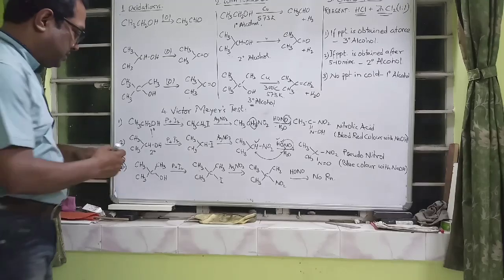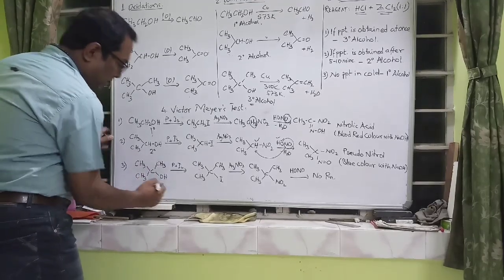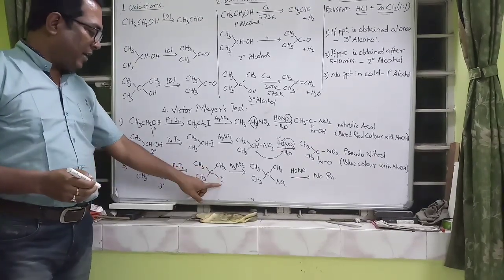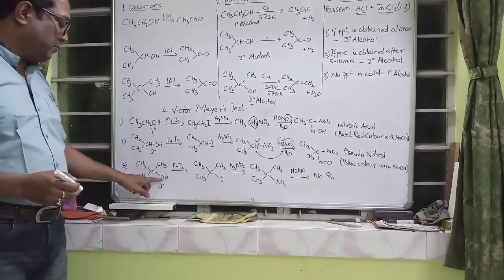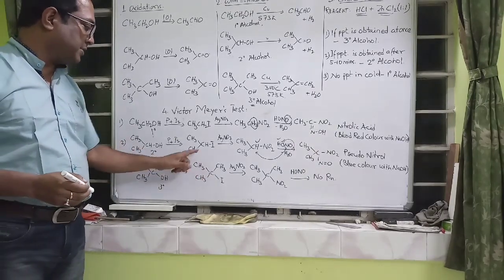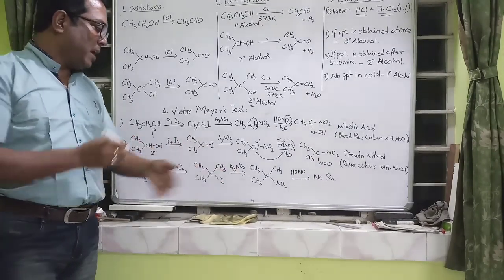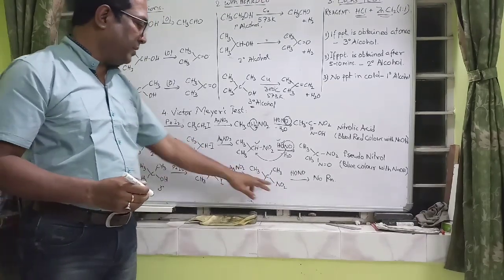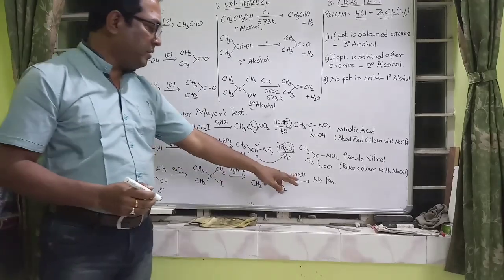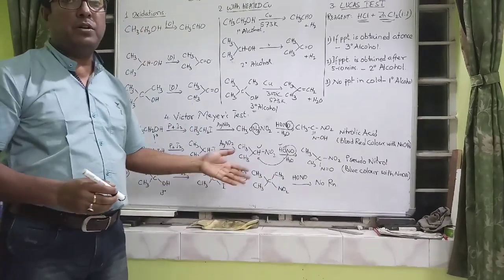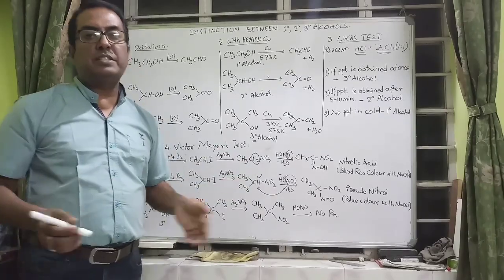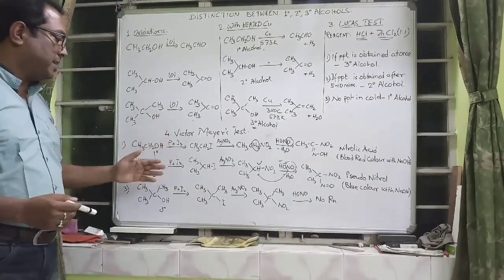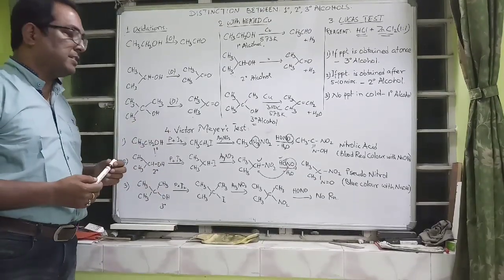Our 3-degree alcohol, this is 3-degree alcohol. When we add red phosphorus and iodine, iodine is added here replacing the hydroxide as usual, and then when you add silver nitrite, you are going to replace iodine with the nitro group, and when you add HNO2 there will be no reaction. So the reaction stops and there will be no such kind of colors you can notice. This is how we can distinguish the primary, secondary and tertiary alcohol through Victor Meyer's method.